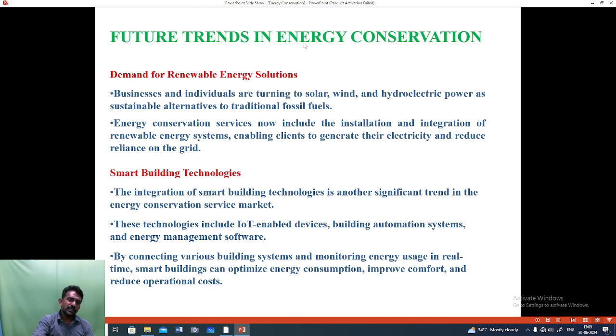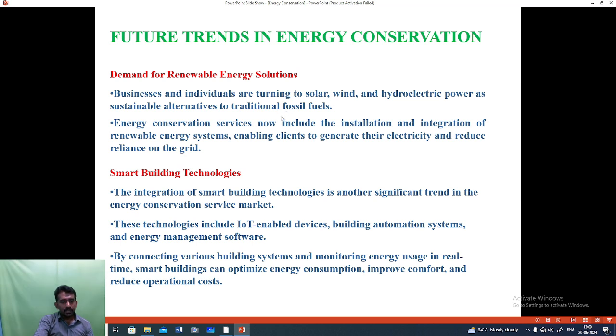So what are the present day trends in energy conservation? Demand for renewable energy solutions. Businesses and individuals are mostly turning to solar, wind and hydroelectric power as sustainable alternatives to traditional fossil fuels.